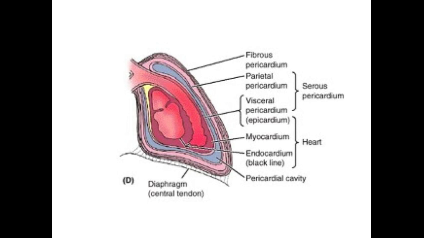In this diagram, we can see the outer covering is the fibrous pericardium, then the serous pericardium made up of two layers, that is parietal pericardium and the visceral pericardium. The visceral pericardium, also called the epicardium, is one of the layers of the heart, that is epicardium, myocardium and endocardium. Endocardium is indicated by the black line in the diagram, and also the pericardial cavity, which is in between the visceral pericardium and the parietal pericardium. Inferiorly there is the diaphragm and the central tendon formed by it.